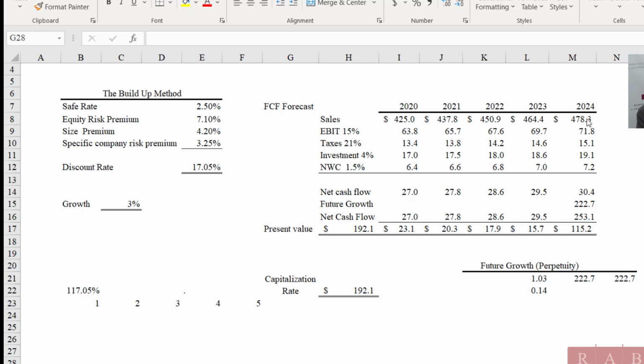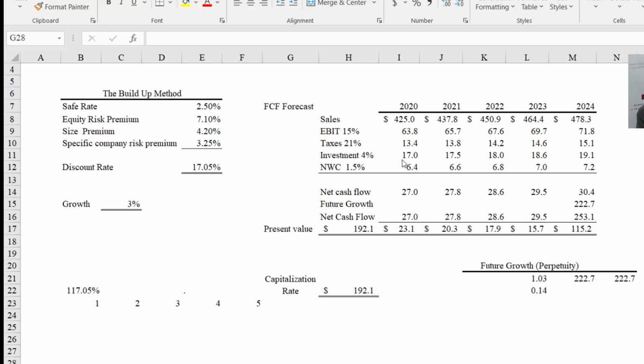And from that, we can then figure out what our cash flow is, right? Once we have our cash flow, we can apply the discount rate. We're going to say EBIT, earnings before interest and taxes, is 15% of sales, which is this number here. In 2020, it would be $63.8 million. Now, unfortunately, we have taxes, which would be 21% of EBIT, which is 13.4, and investment.